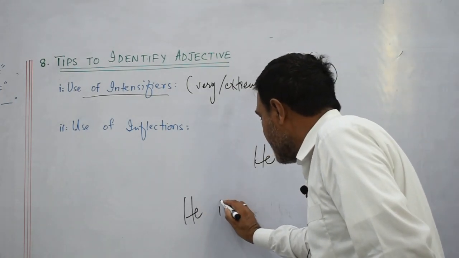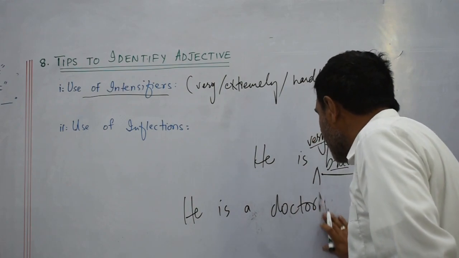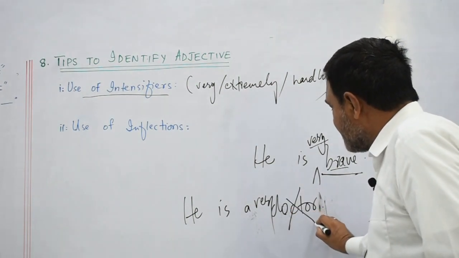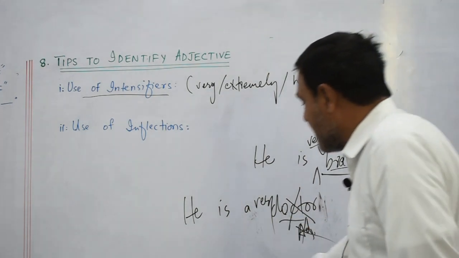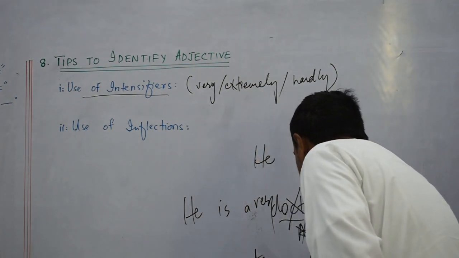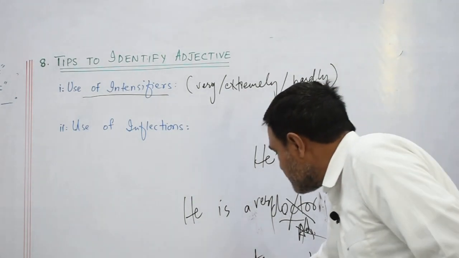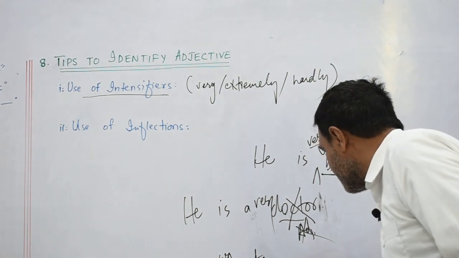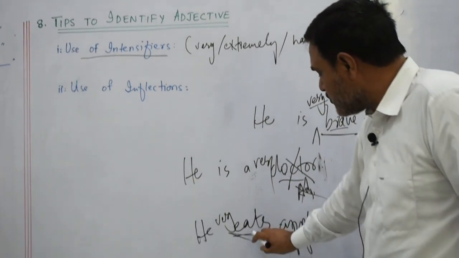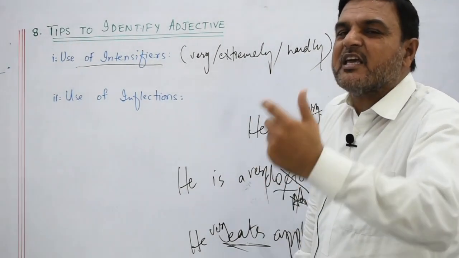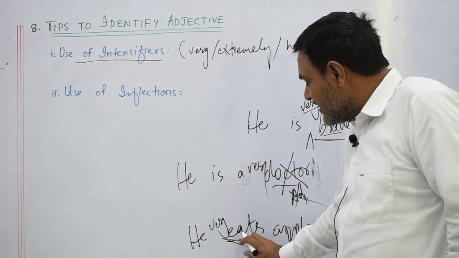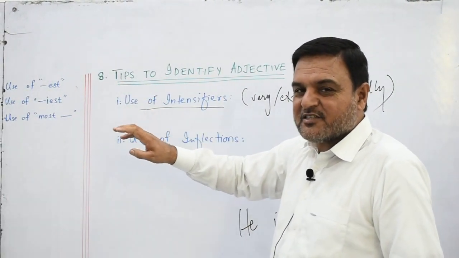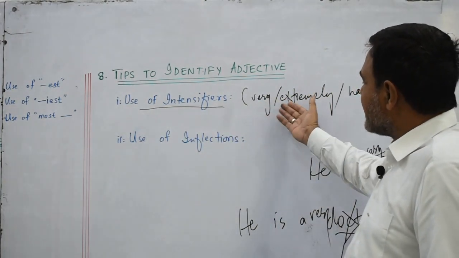On the other hand, he is a doctor. And if you are asked to use very, he is very doctor, incorrect. So it means that this is not an adjective. In the same way, he eats apples. And if somebody asks you, what is eats as a part of speech, use very before eats. He very eats apple. Is it correct? No, it's not correct. So it means eats is not an adjective. So one of the ways of identifying an adjective is to use an intensifier before it, like extremely or very.